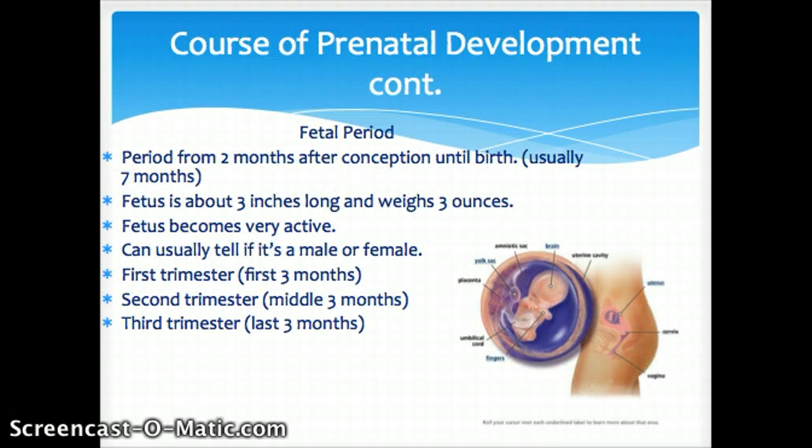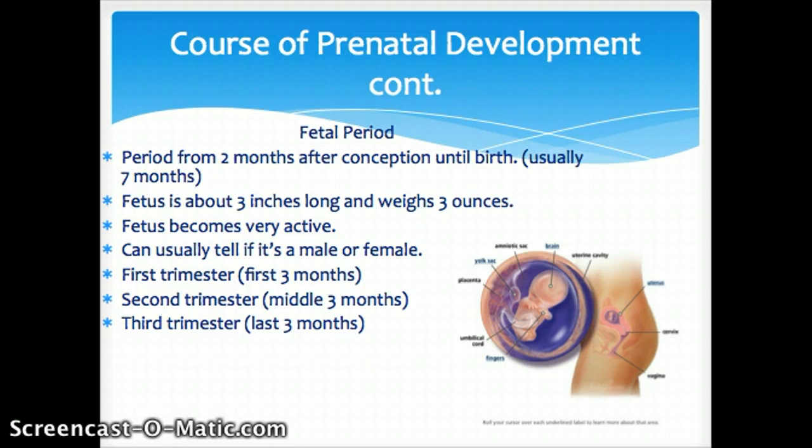The fetal period is from 2 months after conception until the child is born. This period is usually about 7 months long. At this time, the fetus is about 3 inches long and weighs only 3 ounces. The fetus also becomes very active by moving its arms and legs, opening its mouth, as well as moving its head. Most of the time, the genitals can be identified as male or female.